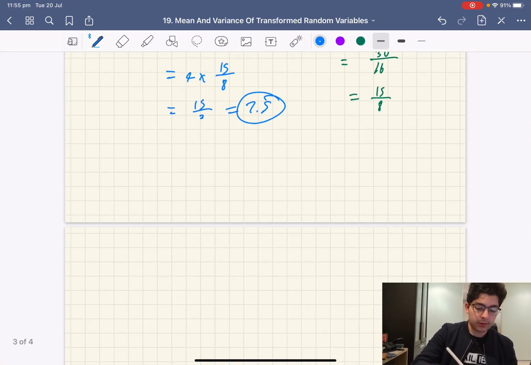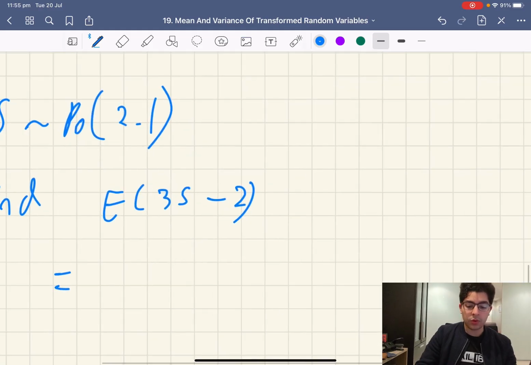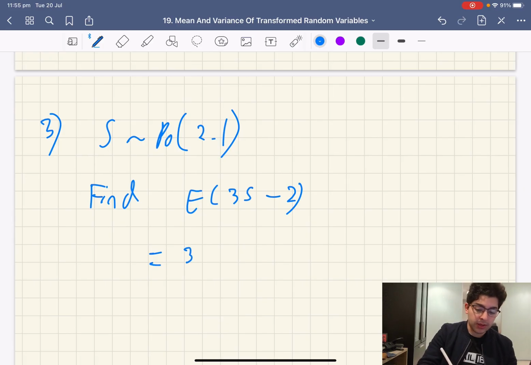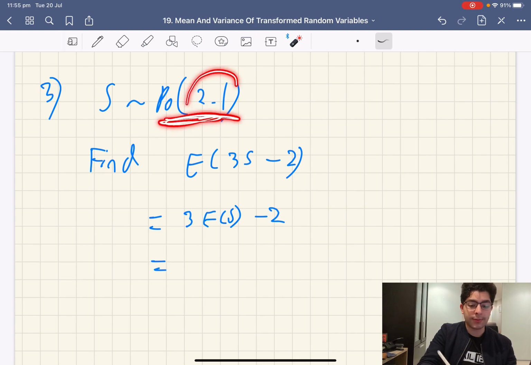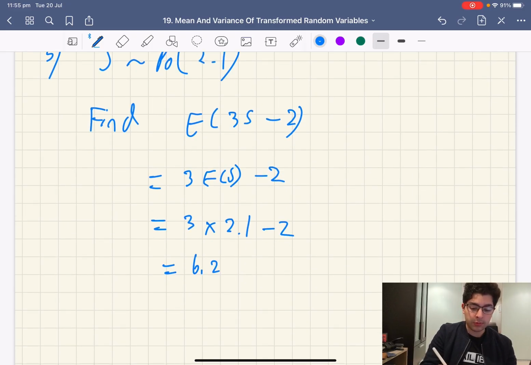Now finally, if I said S is distributed as a Poisson distribution with a parameter of 2.1, and I said find the expected value of 3S minus 2. Once again, we just use the formula. That's the same thing as 3 E of S minus 2. Now, as you may recall, in a Poisson distribution, the parameter is already the mean. So that's going to be 3 times 2.1 minus 2, which is 6.3 minus 2, which is 4.3.